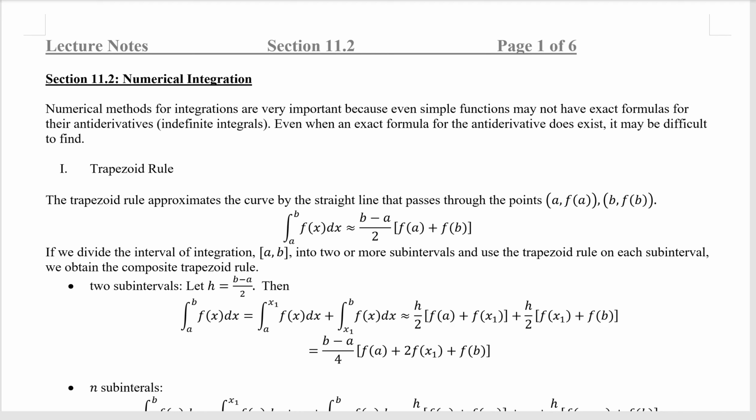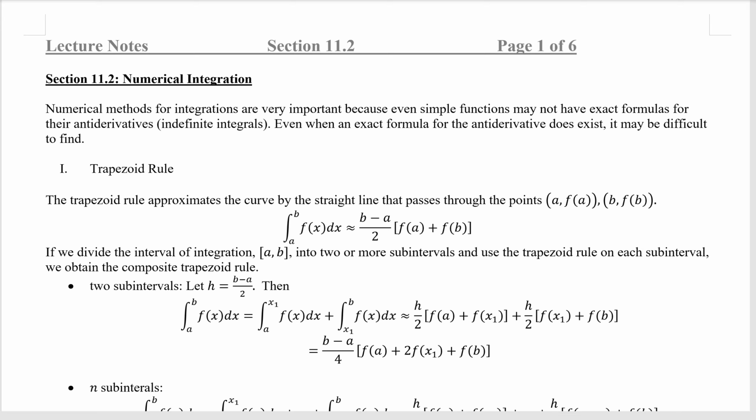After we learn these concepts, then I would say our Calculus 2 material about integration is complete. So we're going to learn two rules. The first one is the trapezoid rule. The trapezoid rule approximates the curve by a straight line passing through the points.